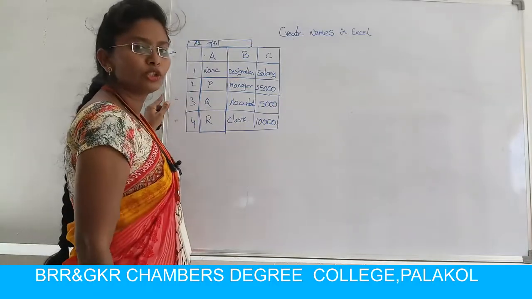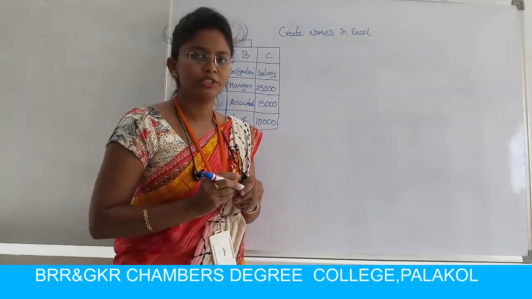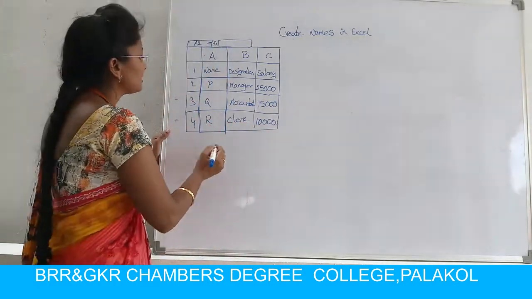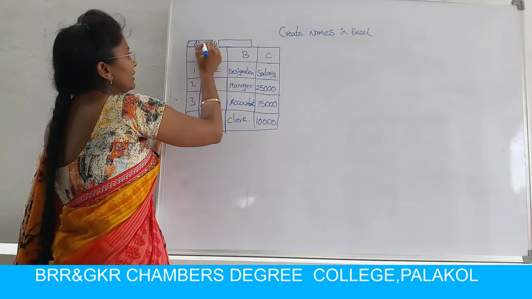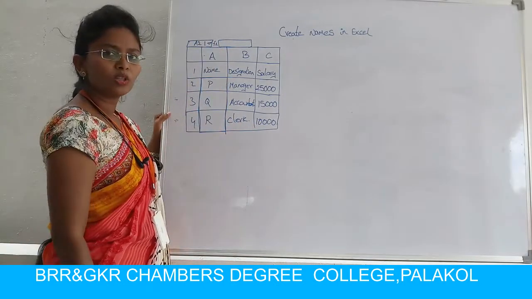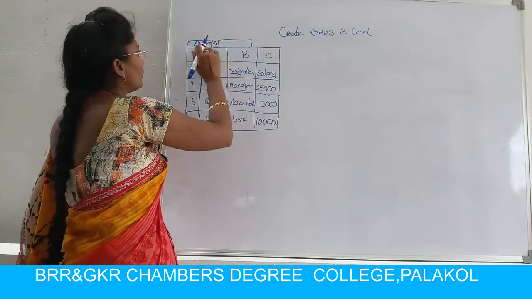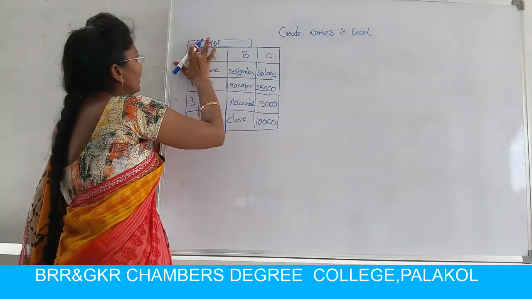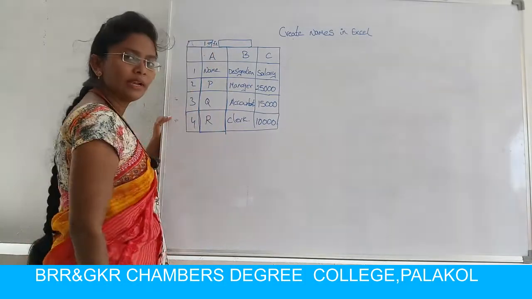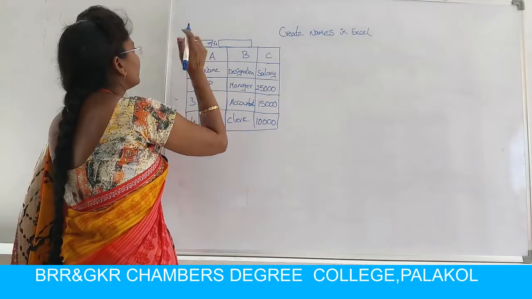Okay. There is a shortcut way to create names in Excel sheet. What is the shortcut way? Place the mouse pointer at the name box and click on this name box. After clicking on the name box, one cursor will appear in your name box. Erase this A2 from the name box and then write some name in this box.